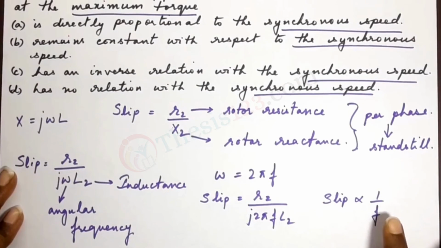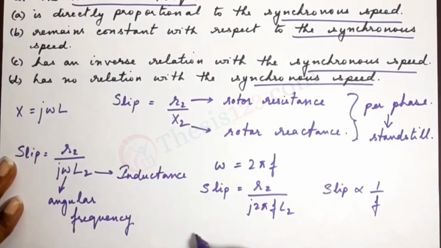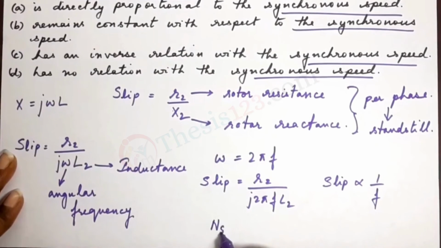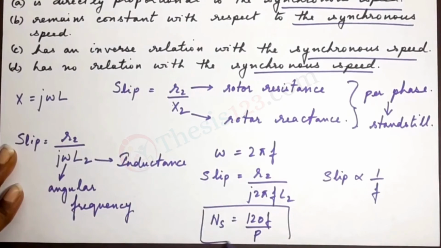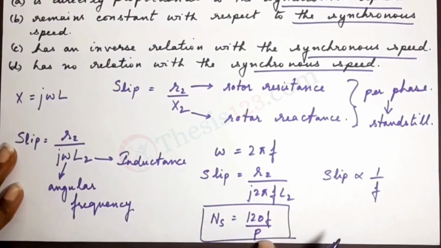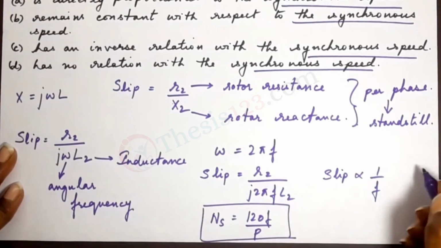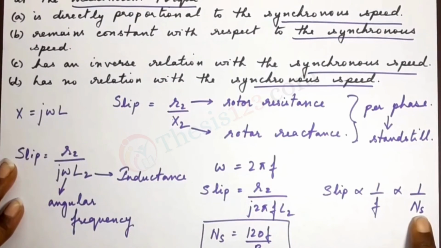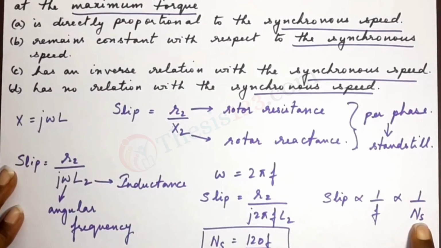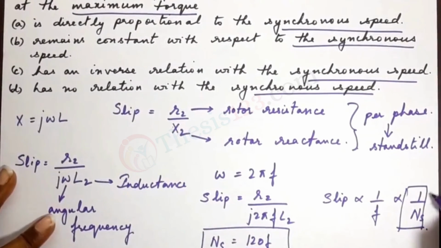Now frequency can also be related to speed. Let's check that. Here we have synchronous speed equals 120 f by p. I'm sure that you're familiar with this formula here. Synchronous speed is 120 f by p. Here the synchronous speed is directly proportional to frequency. So that means frequency is directly proportional to synchronous speed, which further implies that slip is inversely proportional to the synchronous speed.